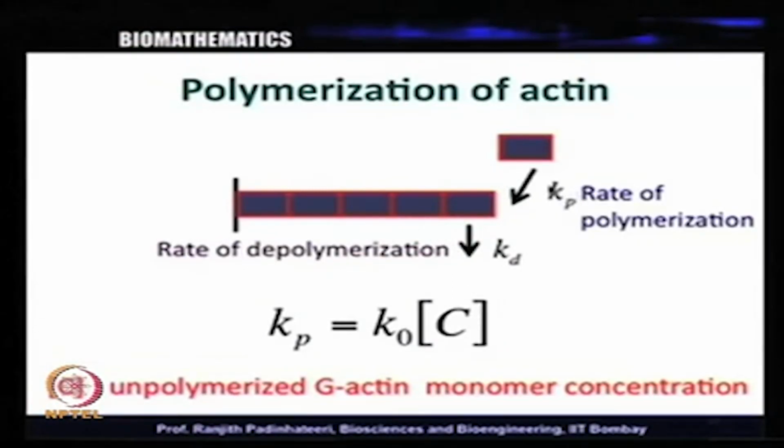for this polymerization to happen, all these G actin monomers have to come and bind here. So, it is clear that the more G actin monomers there are, the more likely that they will bind, because there will be monomers all around. These monomers will come and hit this polymer and are likely to bind. So, the rate of binding is directly proportional to C, which is the concentration of unpolymerized G actin monomer in the solution.